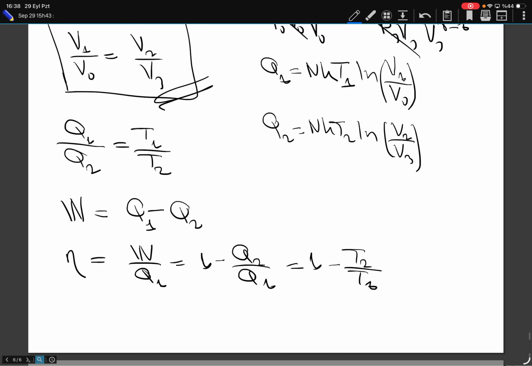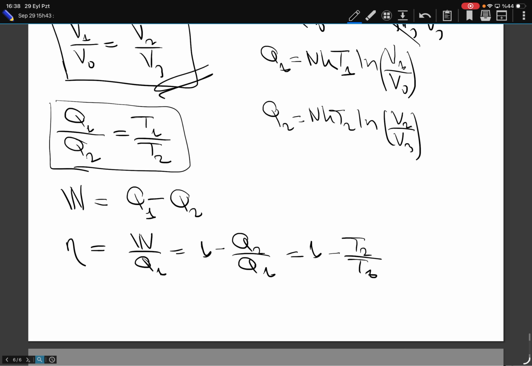Now let's give a break over here. In the second hour, I will pick up from this one. I will essentially write it in a slightly different form: Q1 over T1 minus Q2 over T2 is equal to 0. And from this one, we will obtain the second law of thermodynamics.